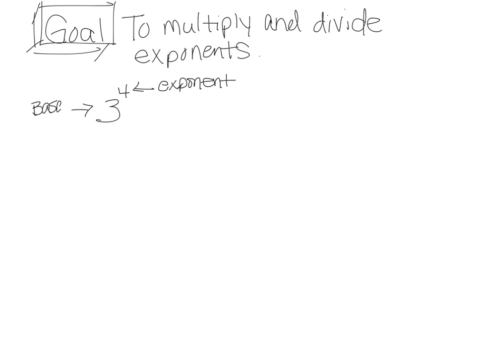Okay, now 3 to the 4th power, that means that 3 is being multiplied by itself 4 times. That doesn't mean 3 times 4, it means 3 being written 4 times, and it's multiplication in between. So when it's all written out like this, that way it's called the expanded form.